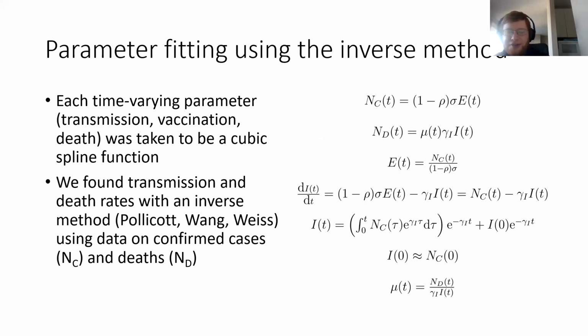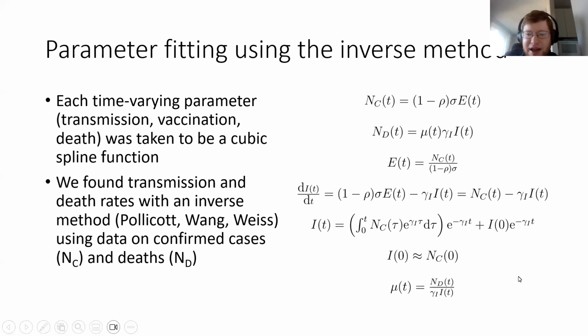For the transmission and death rates, we used an inverse method that was first constructed by my supervisor, Professor Wang. We used data on confirmed cases and confirmed deaths in three different countries, because we calculated the properties of these variants for three countries: the U.S., Canada, and South Africa. And so for mu, the death rate, you can see this down here as the end result of this inverse method.